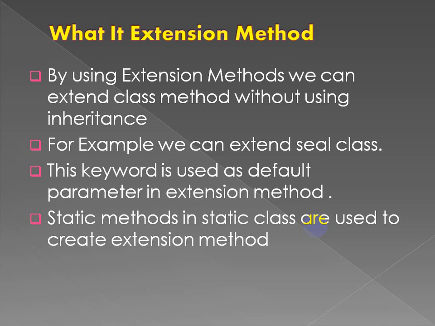and the this keyword is used as the default parameter in an extension method, right? So whenever you are going to create an extension method, the first argument should be used with the this keyword. We will see it later. And a static method in a static class is used to create an extension method. Okay, so if you want to create a static method, then you have to create a static class, and in that static class you will create a static method.